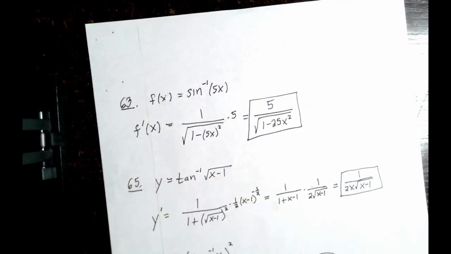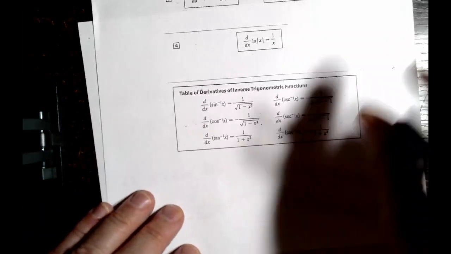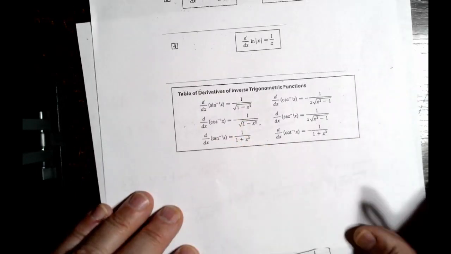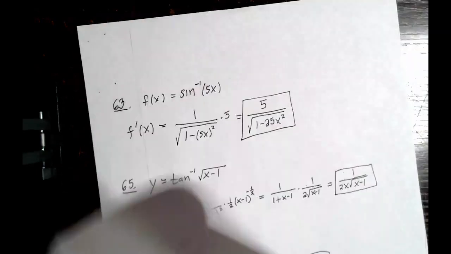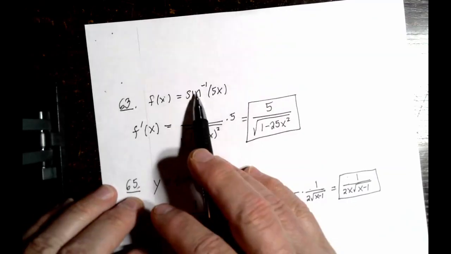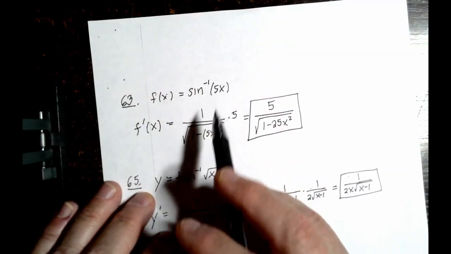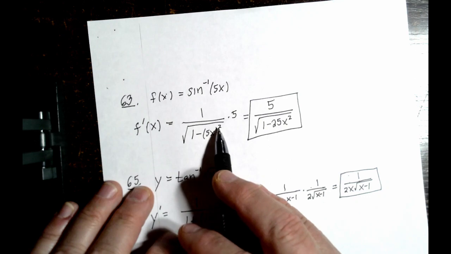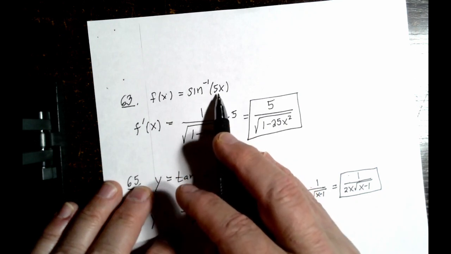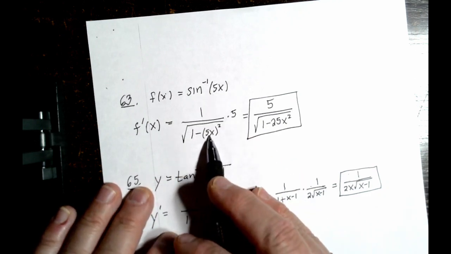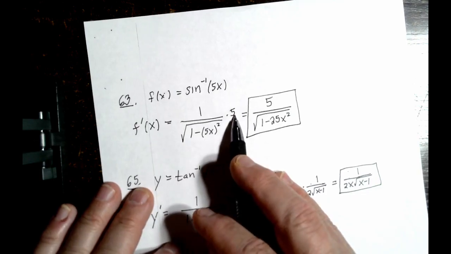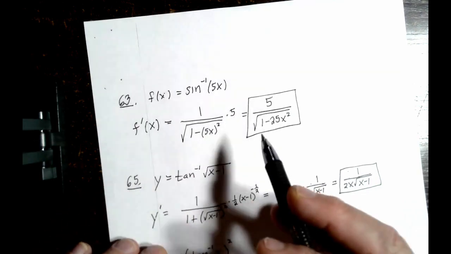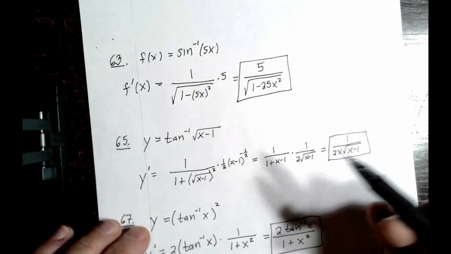Sine inverse, we're going to use our inverse trig function rules, and if you can refer to that, sine inverse, remember the derivative of sine inverse of x is 1 over the square root of 1 minus x squared. But since it's not x but 5x, you put a 5x in for x, and you have to take the derivative of the 5x, which is just 5. And so you get this answer here.